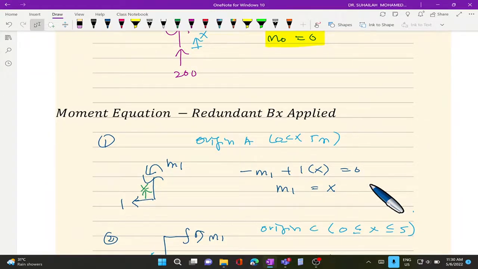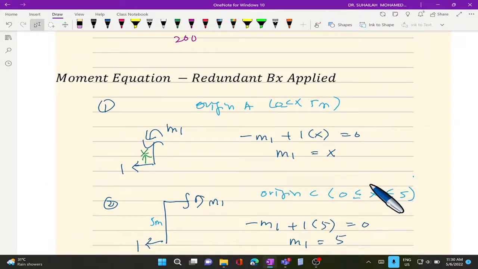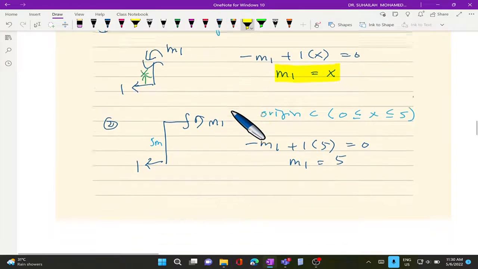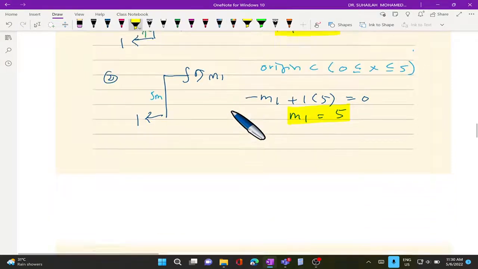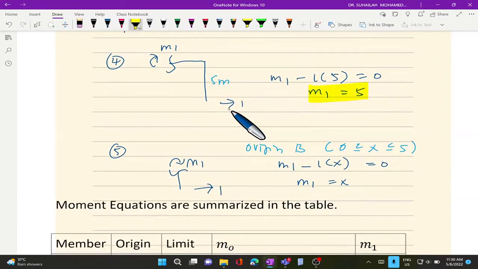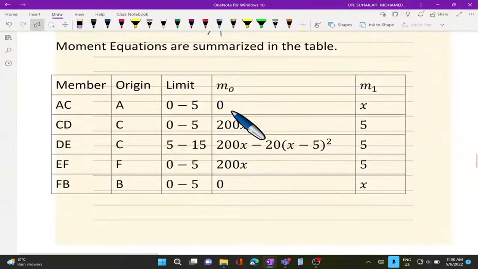In the redundant frame, what we want is M1. Okay, this is M1. So again, we have 5 sections. We have 1 here, 2, 3, 4, and 5. So we have 5 cutting sections. So all the moment equations.